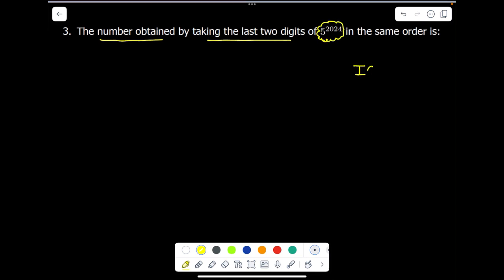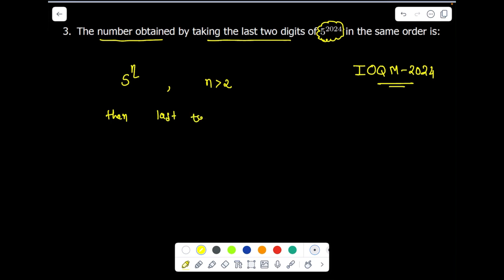See, the question paper is IOQM 2024. So Olympiad papers ka yahi pattern hota hai, jis saal mein paper pucha gaya hai, usi saal ko question mein include kiya jata hai. So how to solve this question? Actually, no solution is required. For 5 to the power n, where n is greater than or equal to 2, the last two digits are always 25.